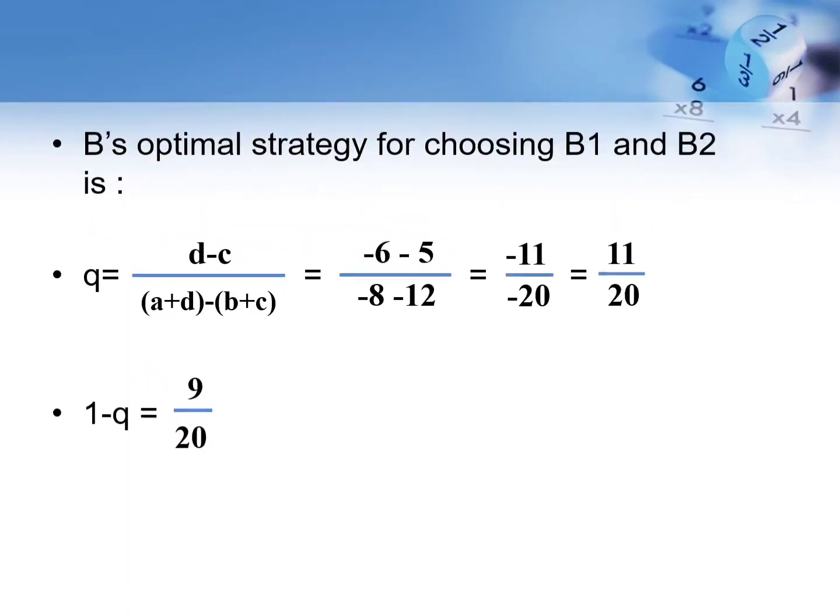Now, we have to find B's optimal strategy for choosing B1 and B2, which is q is equal to d minus c by a plus d minus b plus c. After substituting the values, we will get minus 6 minus 5 by minus 8 minus 12, where the answer is 11 by 20. After getting q's value, we are going to substitute the q value into 1 minus q. Then we will get the answer as 9 by 20.